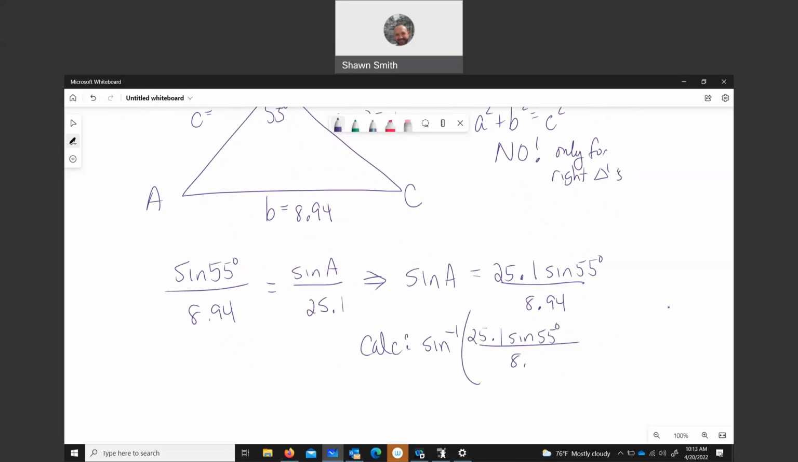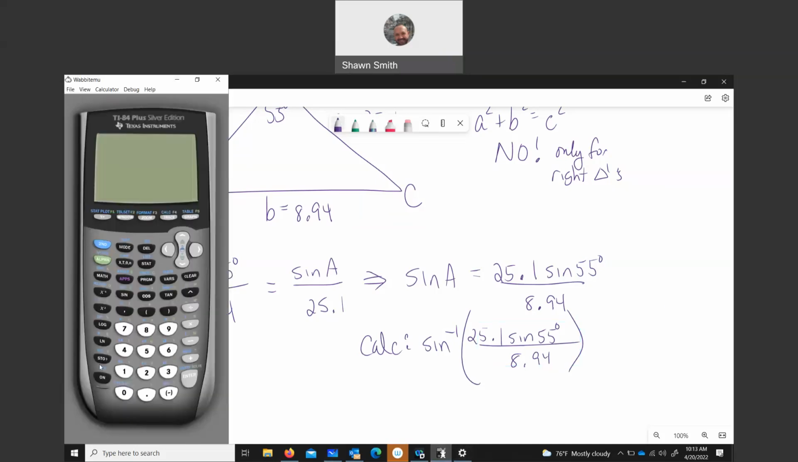If I evaluate it first, then I have to round that decimal, and then take the inverse sine of that decimal, I might get slight rounding error. So I'm just gonna type it in exactly as I see right there. Make sure your calculator is in degree mode, right? We're dealing with degrees. So I have the inverse sine of 25.1 sine of 55, close that, divided by 8.94.